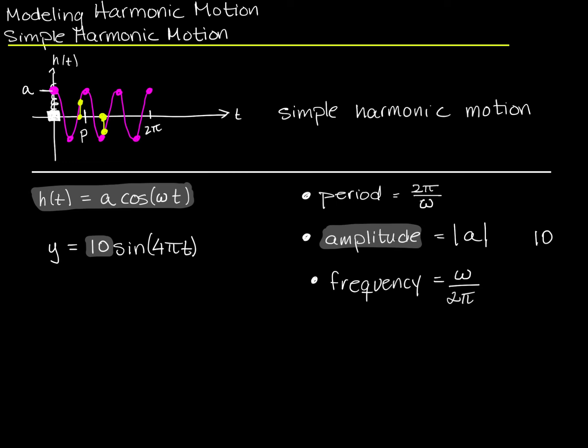All right, let's take a look at the period. The period of this function is just 2 pi divided by omega. What is omega? Omega in this case is 4 pi.